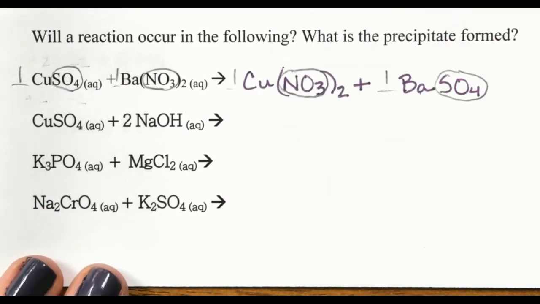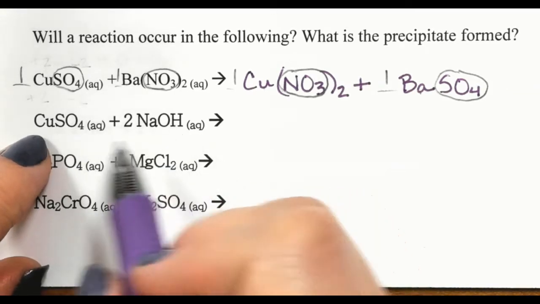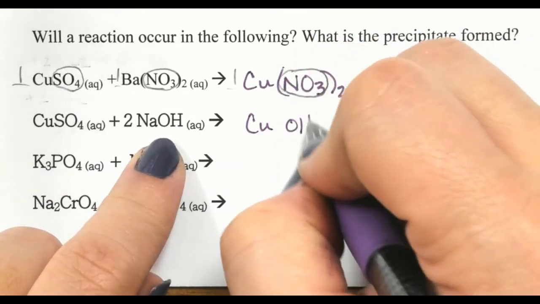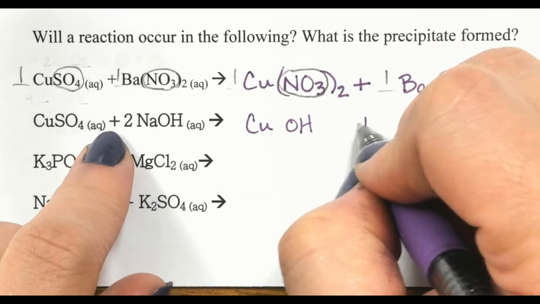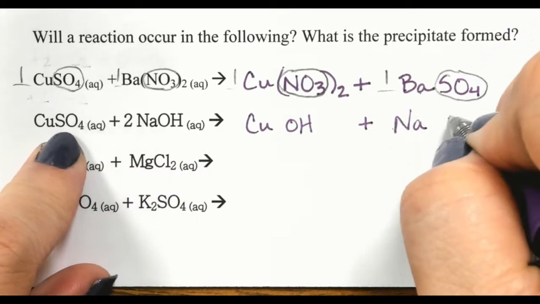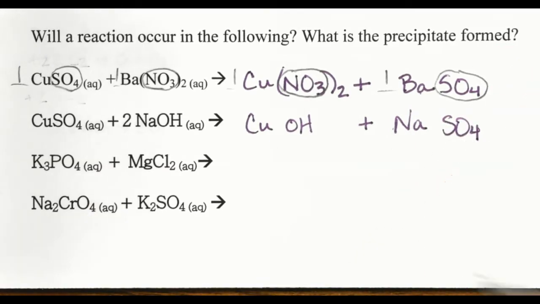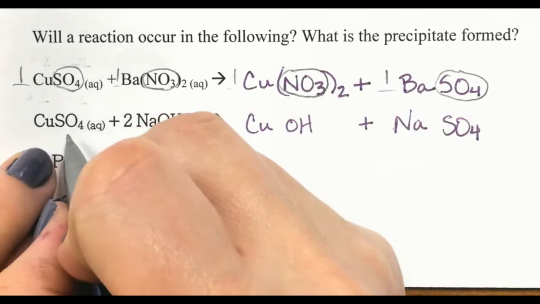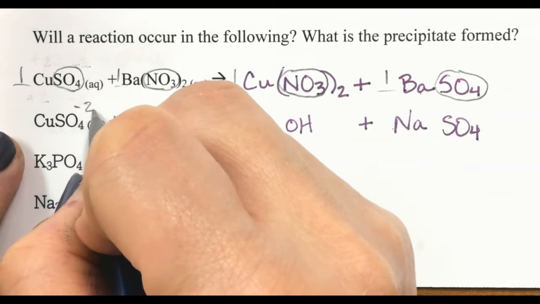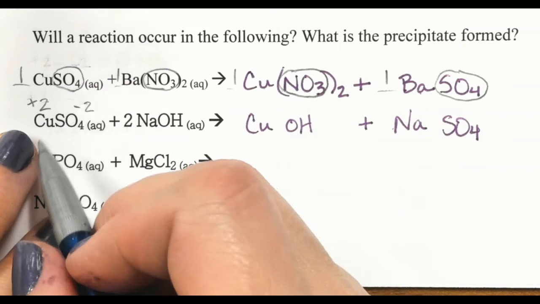Okay, let's look at the next one. It's going to be first and last. So copper, and then last is hydroxide, and then put a plus sign. Third, which is the sodium, and second, which is SO4. And now I have to go balance the charges. Notice here, same thing as that first example, this sulfate was -2, and we already figured out mathematically that that copper's got to be a +2.